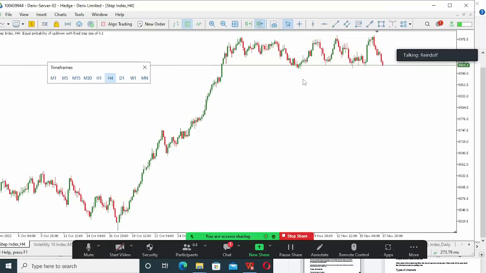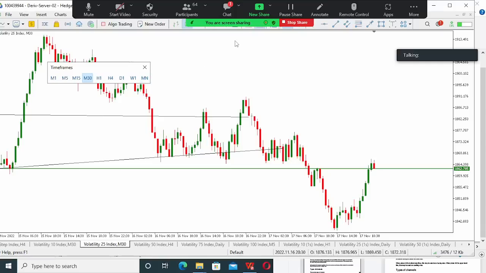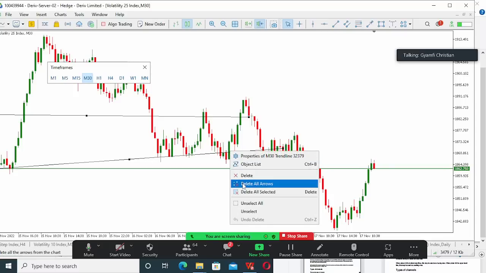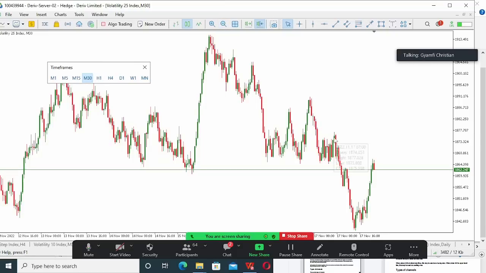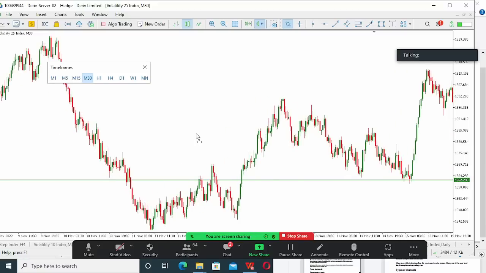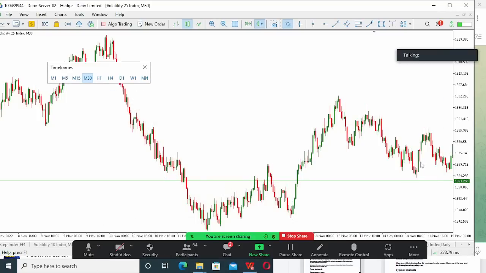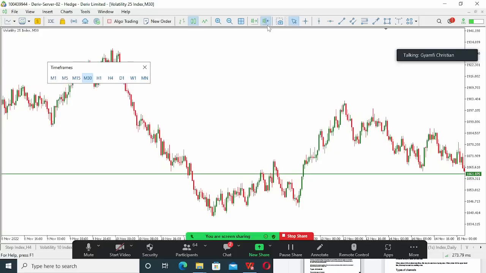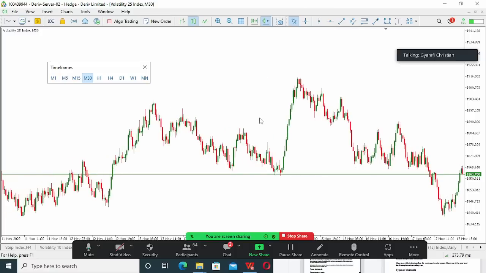You guys suggested VIX 25. Okay. So now we are going to draw trend lines, because we are dealing with trend lines this evening. We are going to draw a few trend lines.